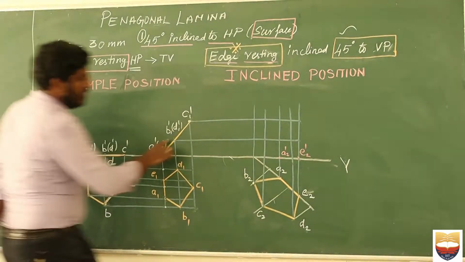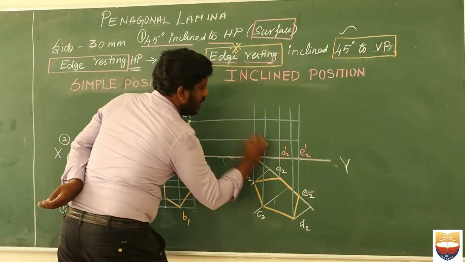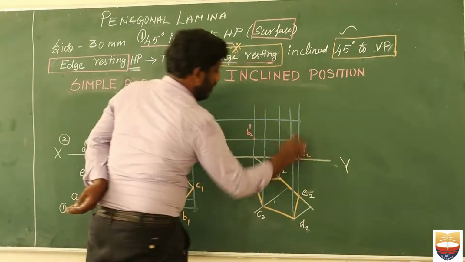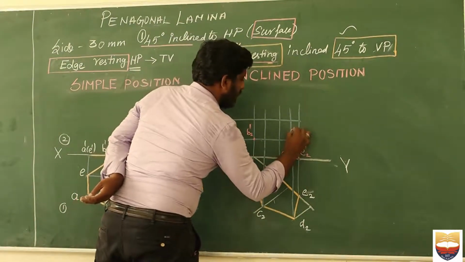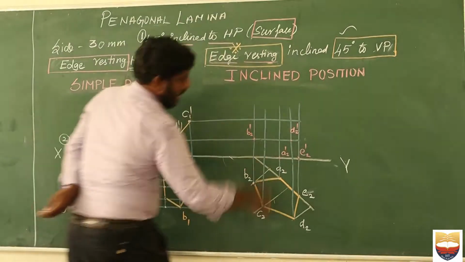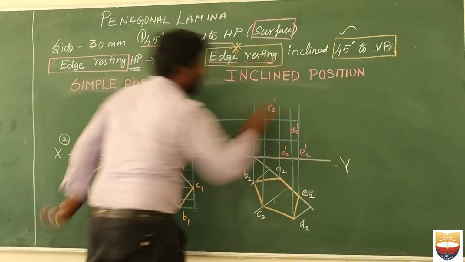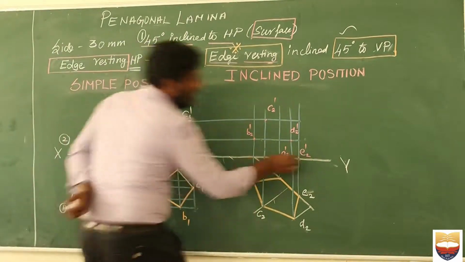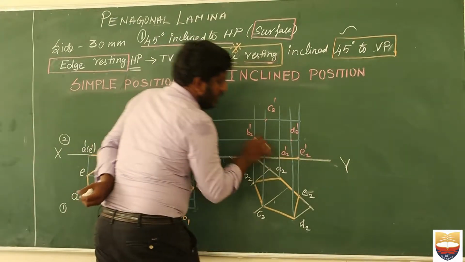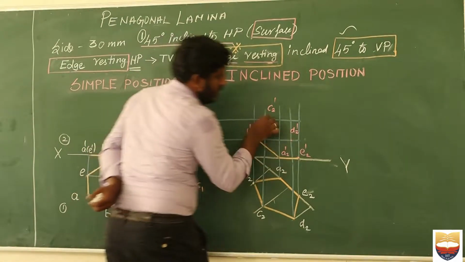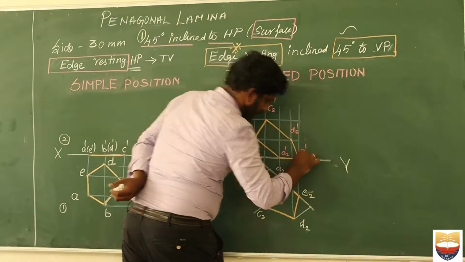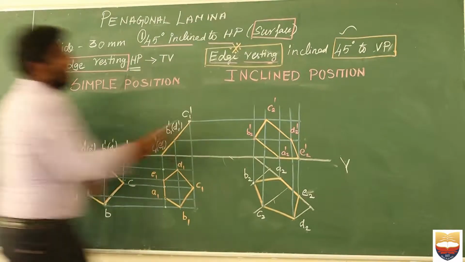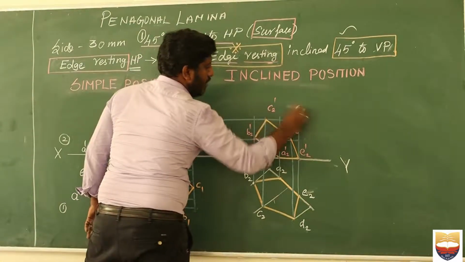Okay, and finally you can see this is my B point. So here I have my B2 dash. Okay, I have D2. So where is D2? Here I have my D2 dash, and finally I have my C2 dash. If I connect all those points, you can see here, I have A to E, B, C, D, and finally E. So this is our final position, which is inclined to HP as well as inclined to the vertical plane.